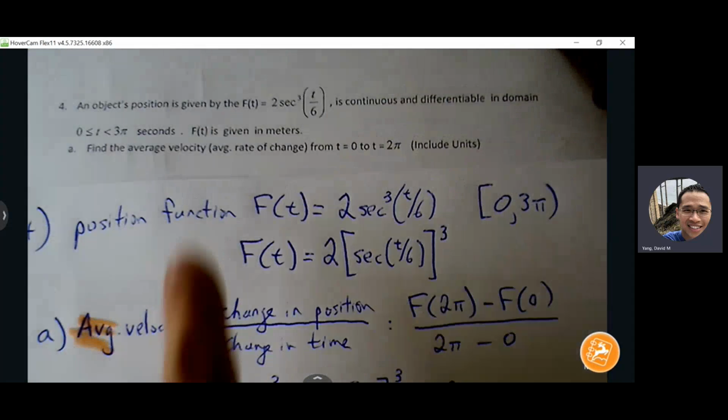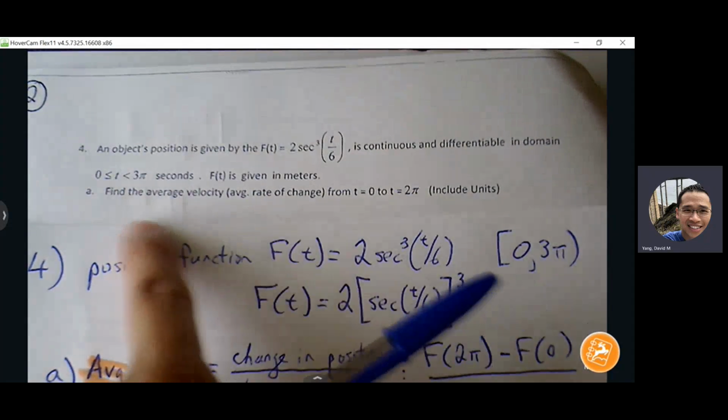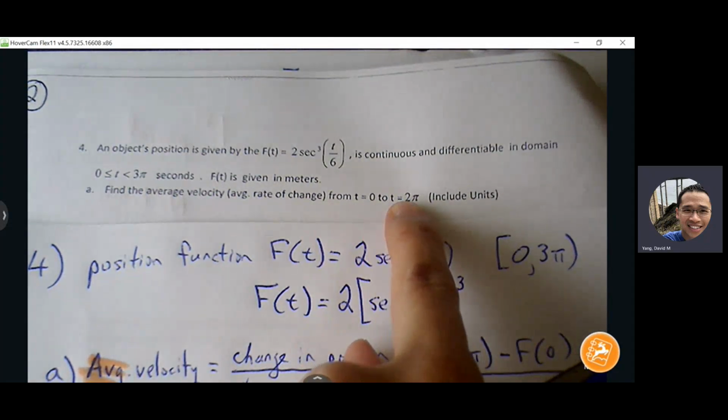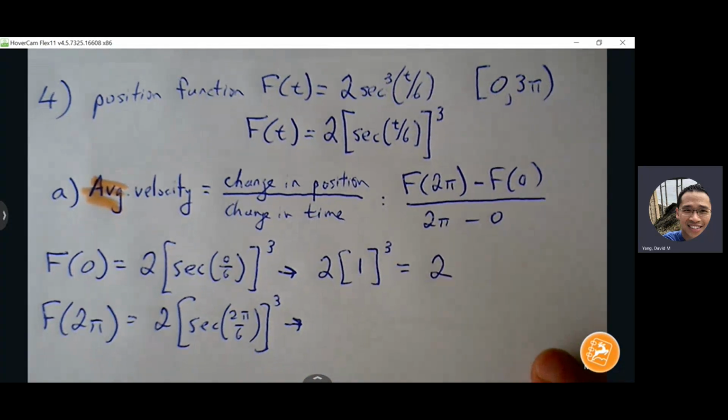Well, the original domain is 3 pi, but for part A, it says find the average velocity from 0 to 2 pi. So basically they changed it for part A.